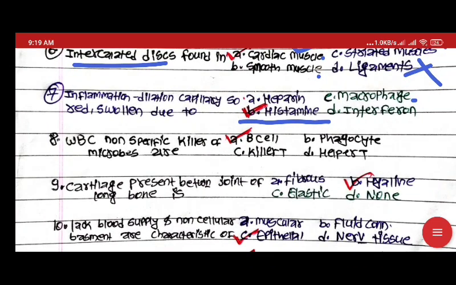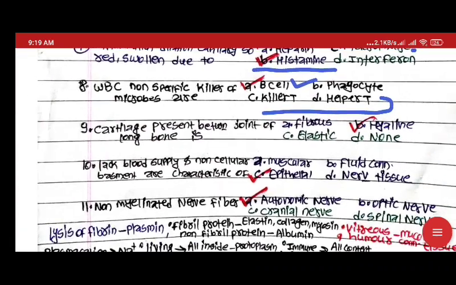Now the other, number 8, is WBC non-specific killer of microbes are. Now non-specific means for nothing. So for nothing, killer, B cell. B cell is the antibody helper. That is the helper cell. Now killer and helper cell are given. But B cell is what? That produces antibodies, from what? Plasma derivative. So B cell is the correct answer.